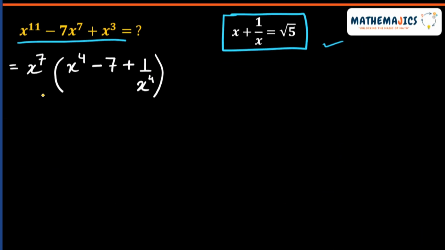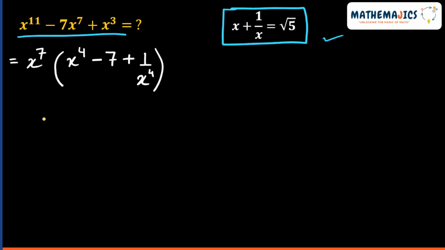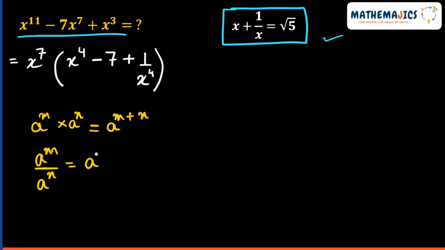Here we used one algebraic identity. That identity says a raised to power m times a raised to power n. Whenever two numbers with the same base but different powers are multiplied, we get a result where the base is the same but the powers are added. Similarly, we have one more algebraic identity in which two numbers with the same base are divided and the powers are different. In that case, the base remains the same, and the powers are subtracted. So we used these two algebraic identities here.